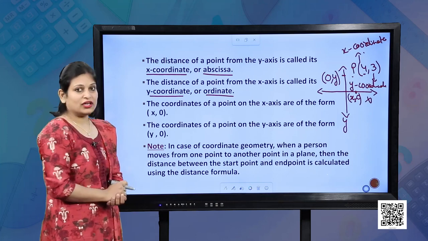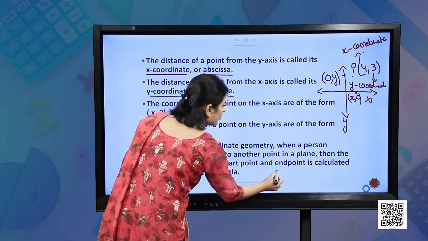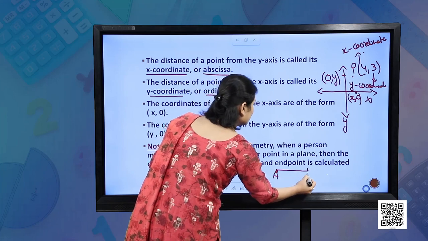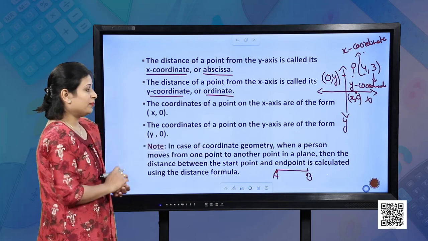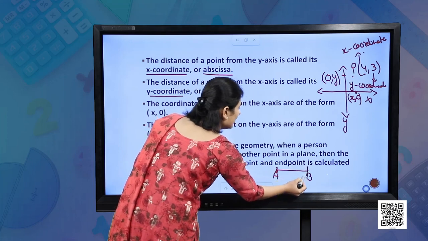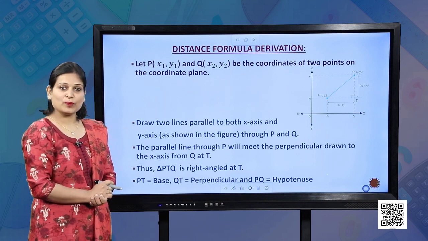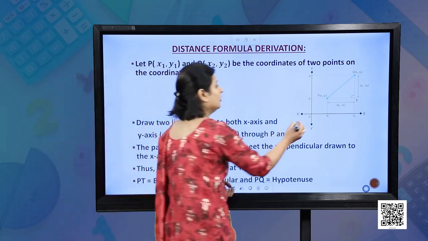So, in coordinate geometry, suppose a person is standing at point A and is moving towards point B. When the person moves from point A to point B, the distance between the starting point and the ending point is calculated using the distance formula. Now, we will derive the distance formula. For this, we need to consider 2 points on a plane, which is called a Cartesian plane or the coordinate plane.